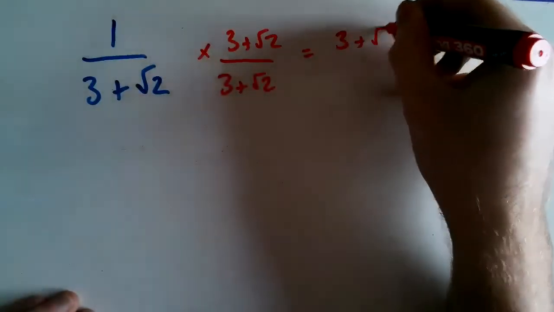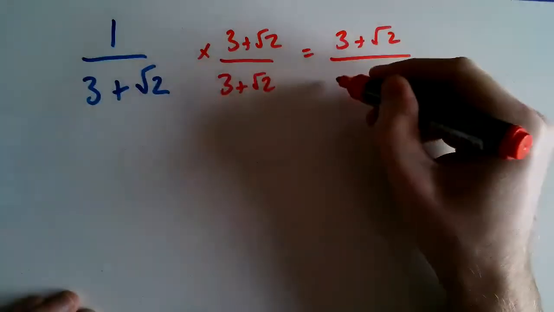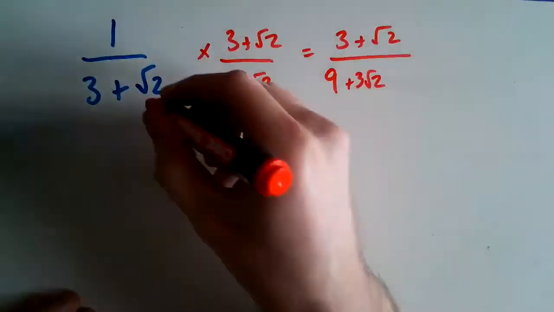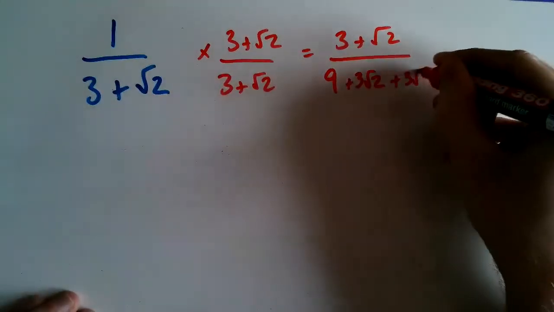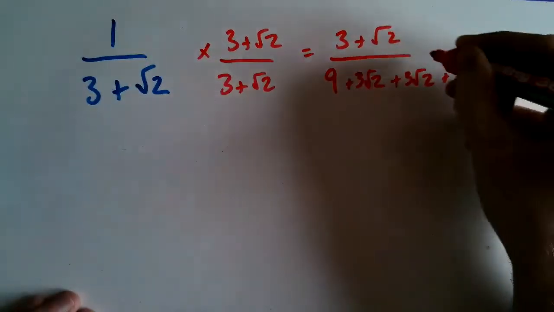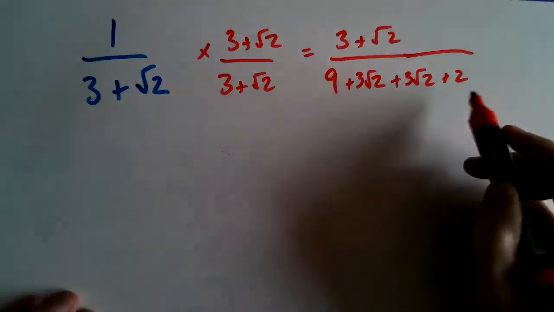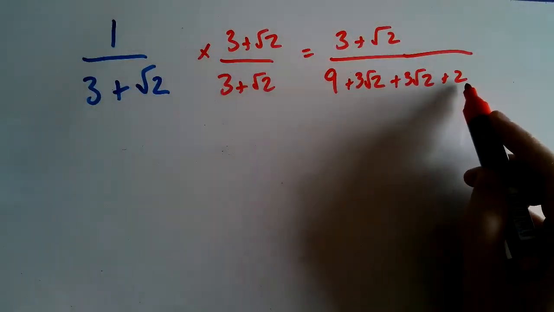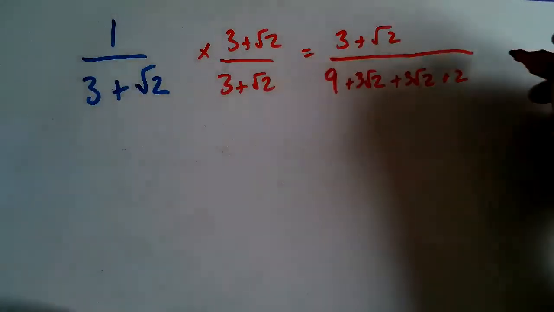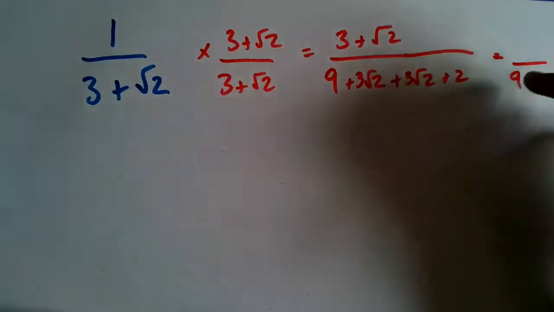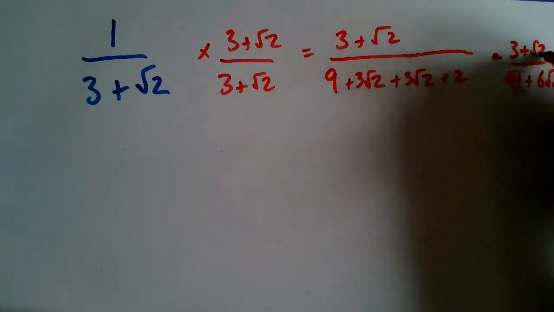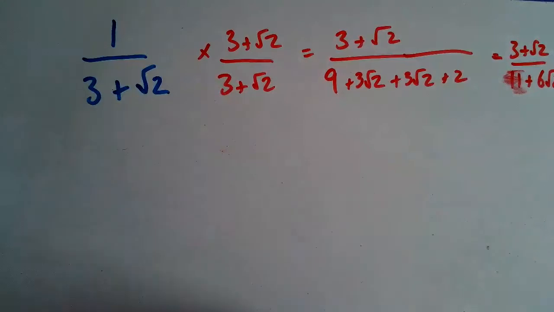So let's see. On the bottom, I'll have 3 and 3, so we get 9. 3 and root 2, so it's 3 root 2. Root 2 and 3, so another 3 root 2. And root 2 and root 2, so a 2. When I times by root 2, that turns into a nice whole number. However, at the bottom, it's going to simplify to 11 plus 6 root 2. So I've still got a third on the bottom. In fact, I've got a third in bigger numbers than I started with, and I've got a third on the top as well now.